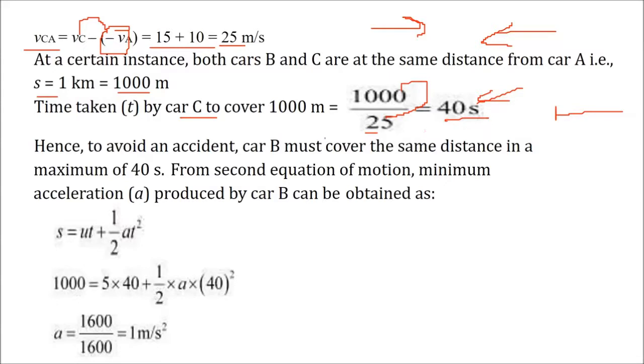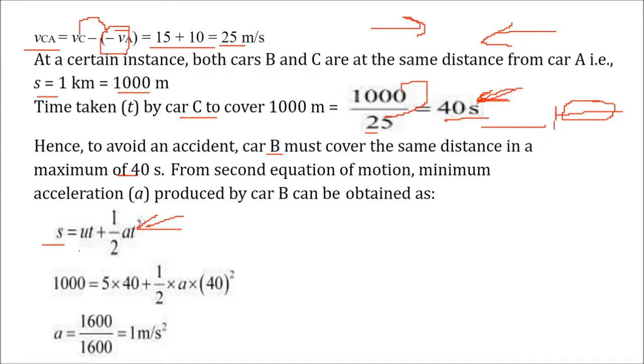But the thing is that this car wants to overtake. So in this 40 seconds, in order to avoid an accident, the car must cover the same distance in a maximum of 40 seconds. And using the second equation of motion, minimum acceleration, we can obtain it like this: x equal to ut plus half at square. So the distance he has to cover is 1 kilometer.